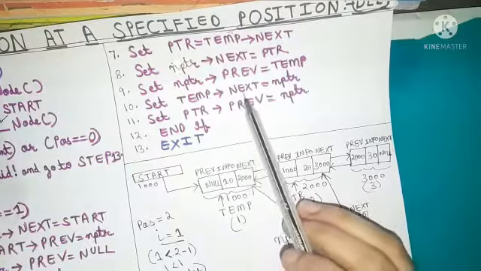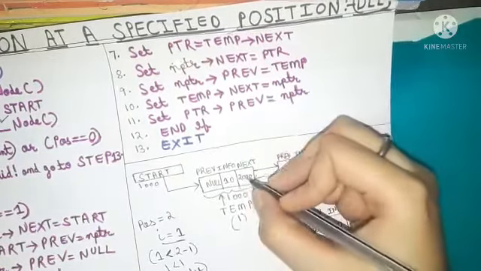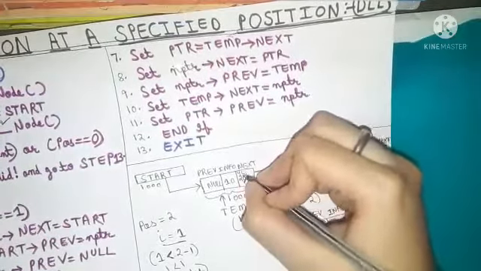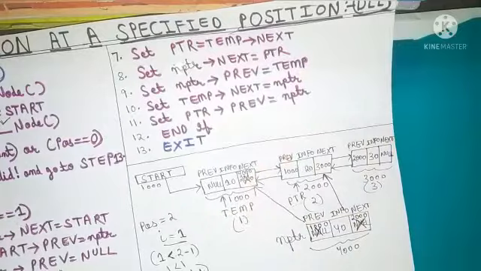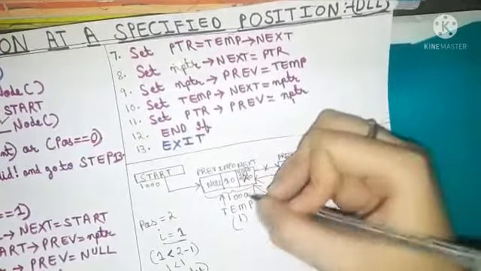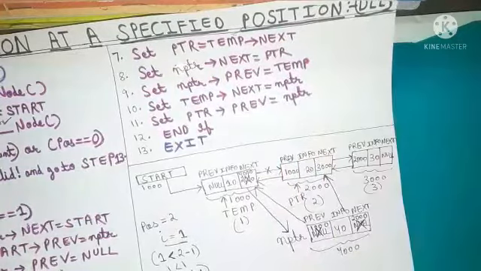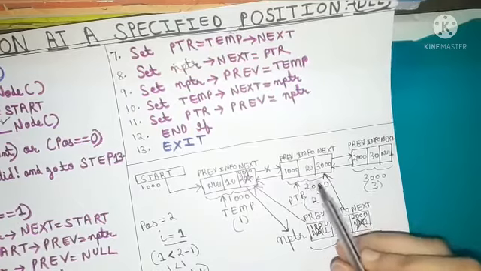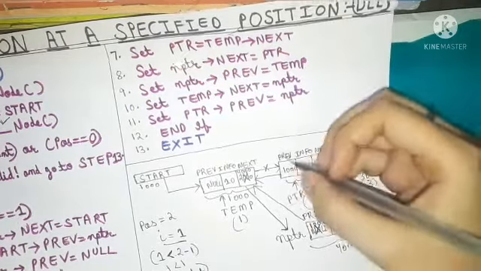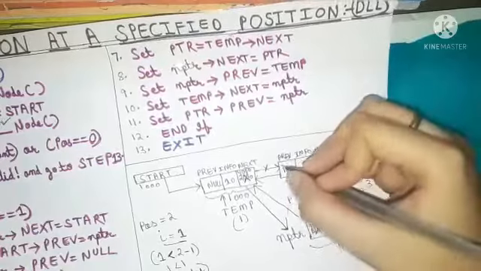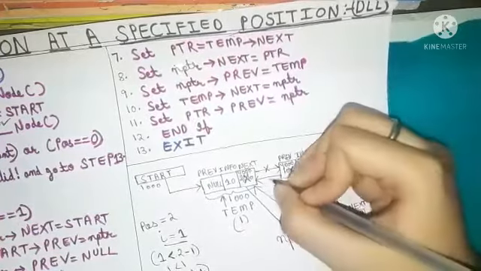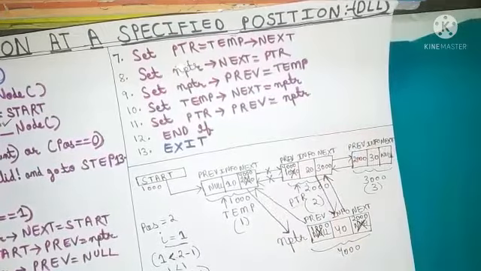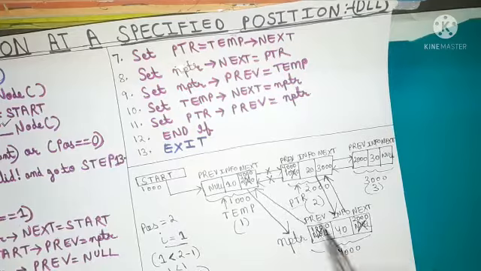Now we will set temp next is equal to nptr. So temp next, instead of 2000, will now store the address of our new node, that is 4000, and it will point to the new node, nptr. Then ptr prev is equal to nptr. Here instead of 1000, it will now store the address of our new node, that is 4000. It will no more point back to the old node, but to our new node, nptr. Then end and exit.